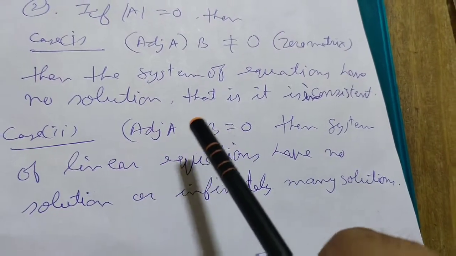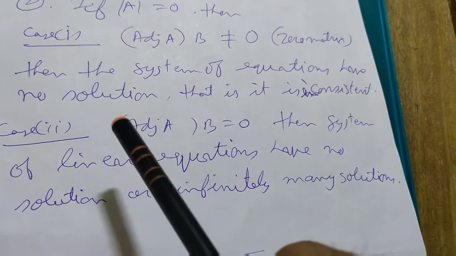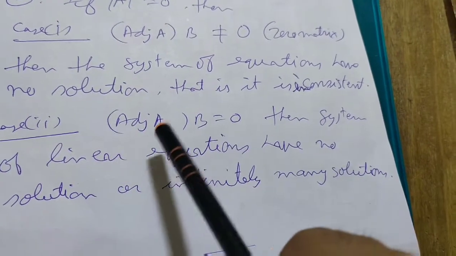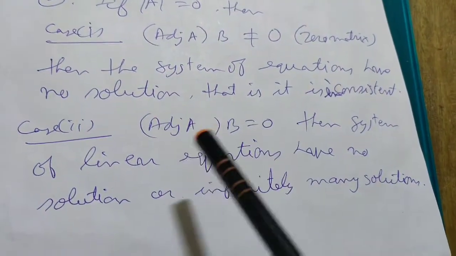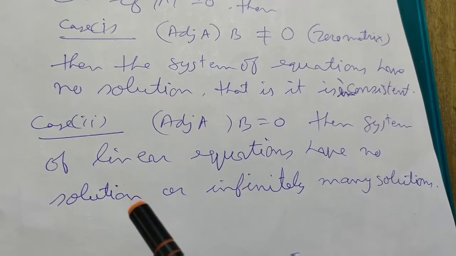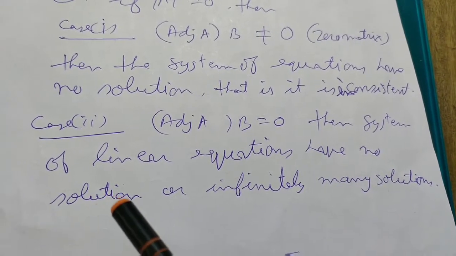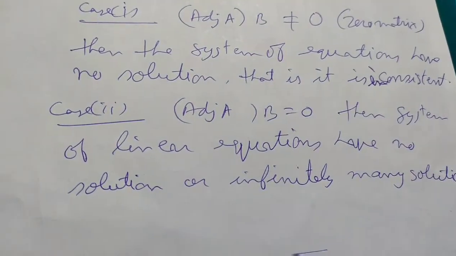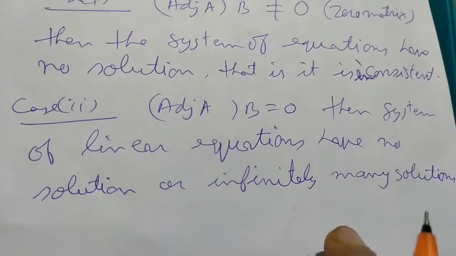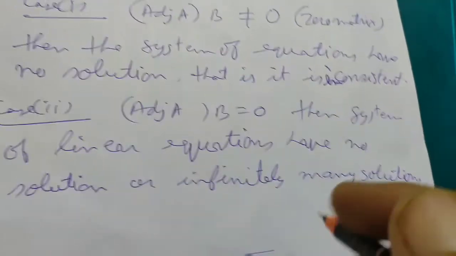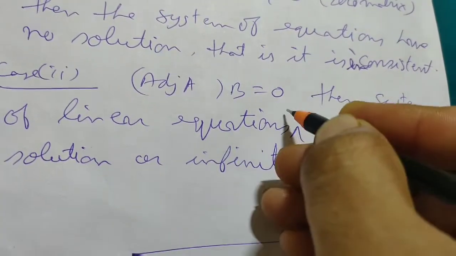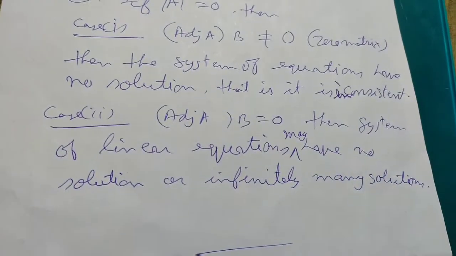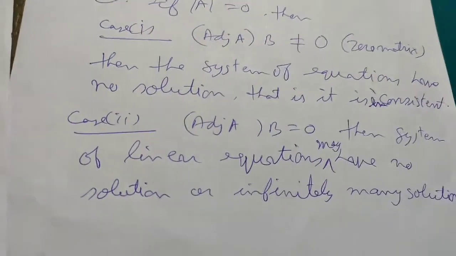First find adjoint of A and B, then multiply adjoint of A and B, and find adjoint of A into B. In case it is 0, just simply write that the system of linear equations may have no solution or infinitely many solutions.